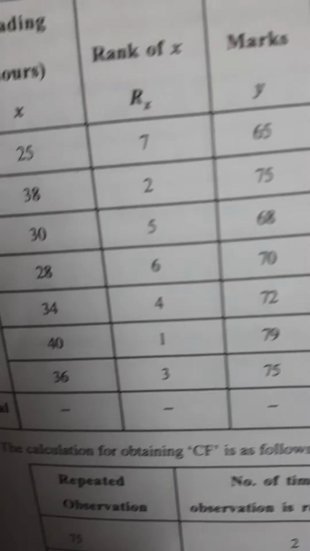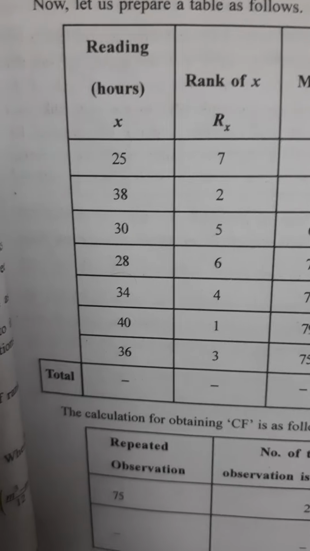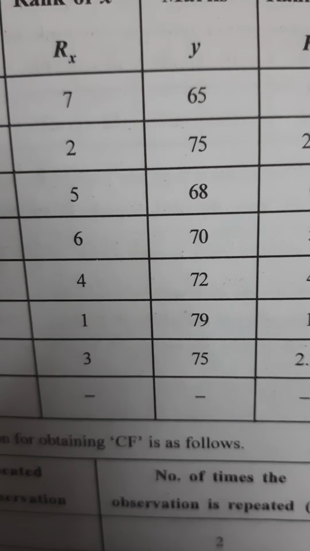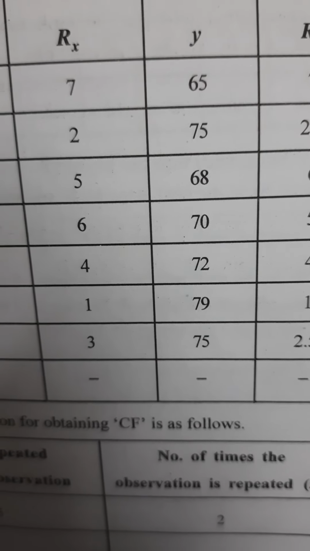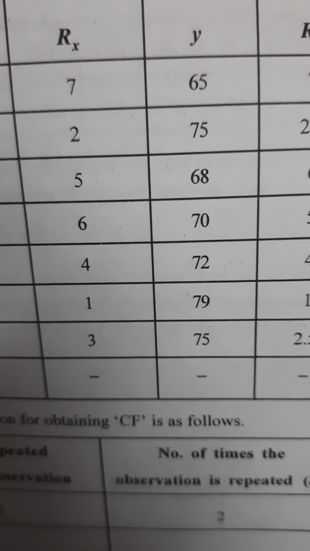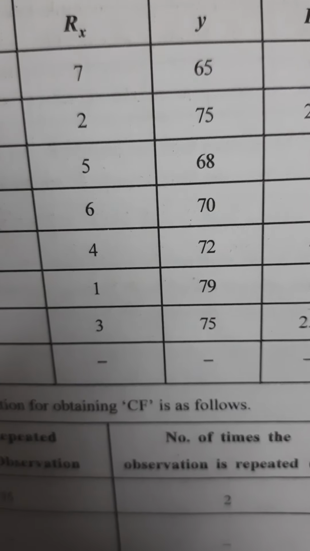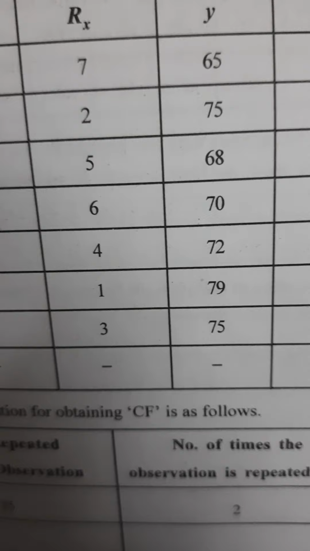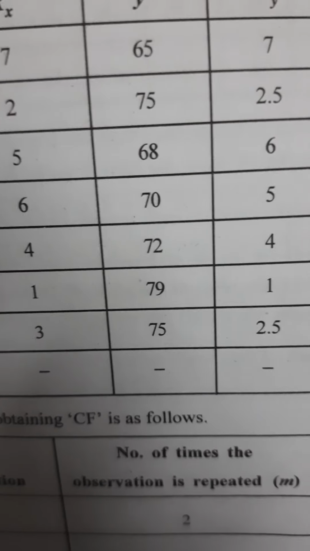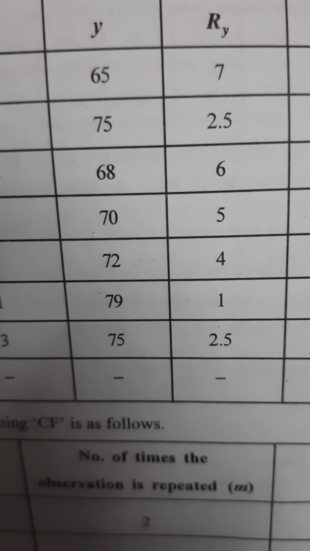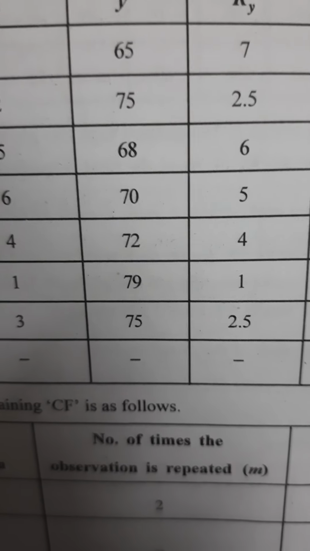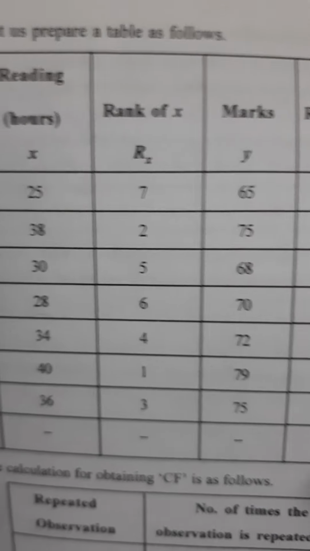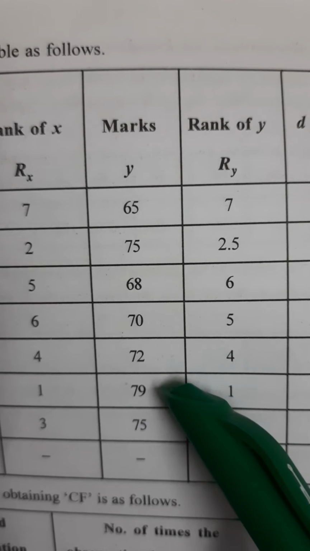For example, in this example on page number 93, in marks of y, do you see any item repeated? Yes, 75, that second value and the last one are repeated, 75. So here, when you allot ranks for y, the first rank goes, as usual, to the highest, 79. 79 has the highest value, and 79 is given the first rank.